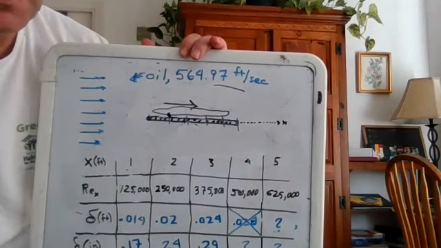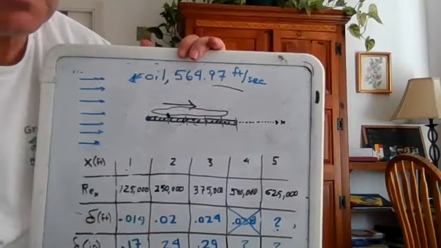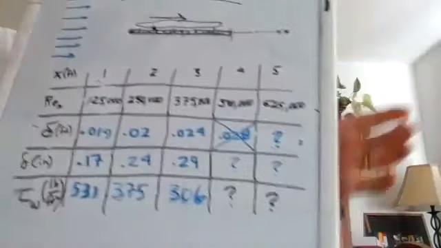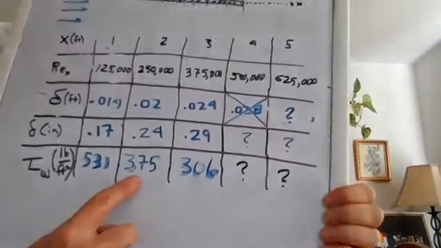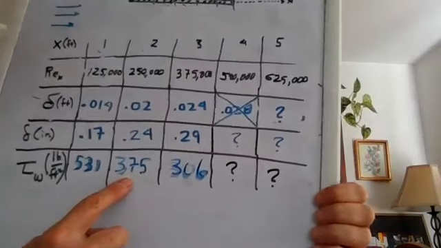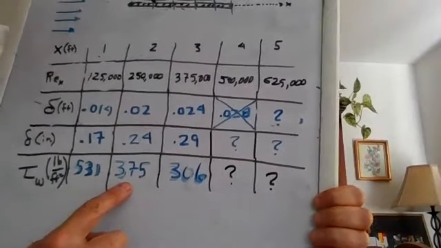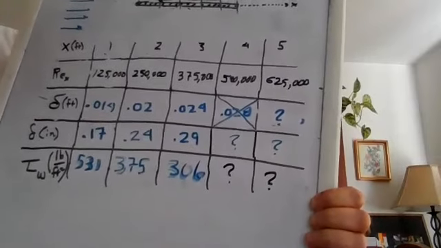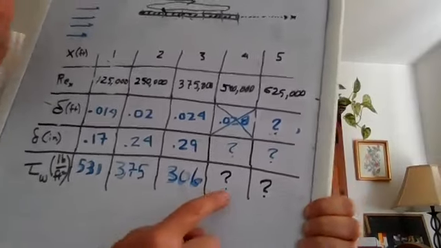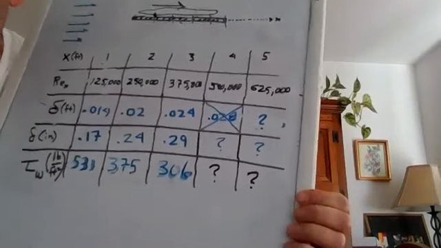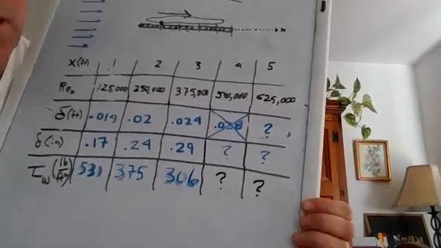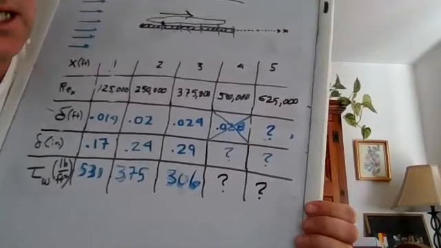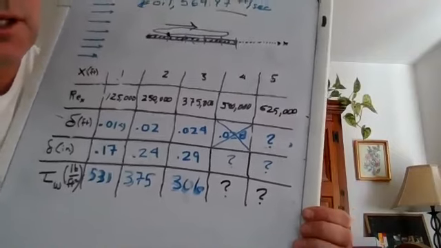Okay, I'm going to give you the rest of the values and then we'll wrap things up. Those are the other two values we can figure out: a shear of 375 pounds per foot squared, 2 feet down from the leading edge of the plate, and 306 pounds per foot squared 3 feet down from the leading edge. We can't figure out these two because right now we haven't evaluated whether our shear formula works in the case where the flow is turbulent.